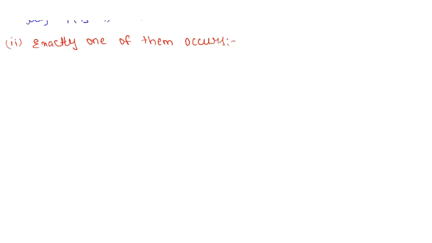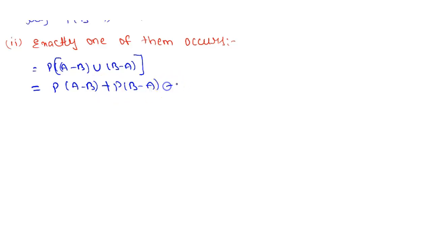So in this second condition, what we can take is, exactly one of them occurs is equal to P of A minus B union B minus A. Exactly one occurs, in the sense P of A minus B union P of B minus A. So for P of A minus B, the formula is P of A minus B plus P of B minus A minus P of A minus B intersection B minus A. In this condition nothing is in common, so this value will go to 0.